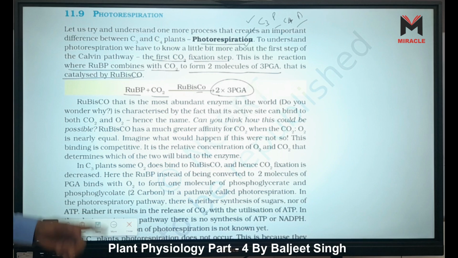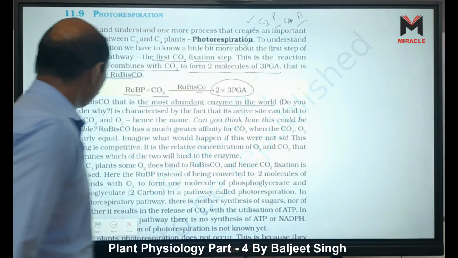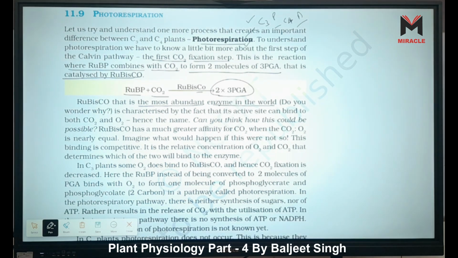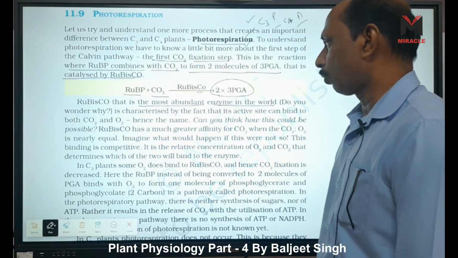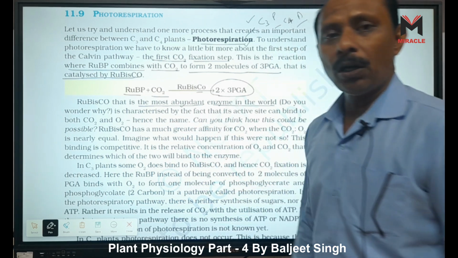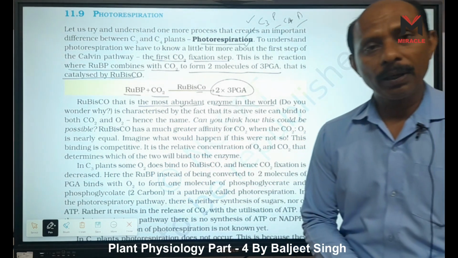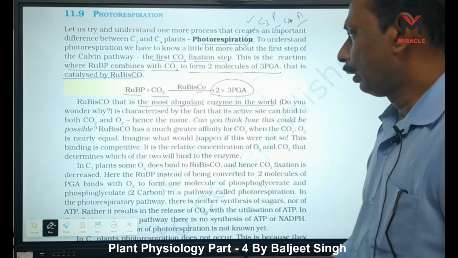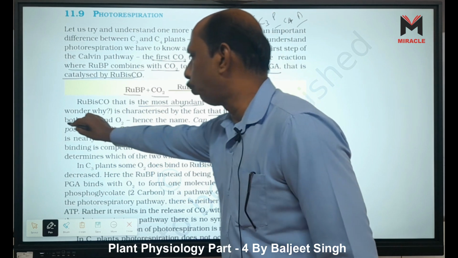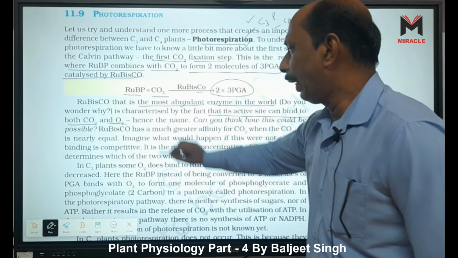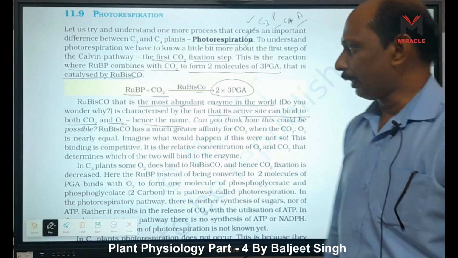Rubisco is the most abundant enzyme in the world. Do you know why? Because it is present in all the plants. Similarly, cellulose is the most abundant homopolysaccharide in the world, because all plant cells are made up of cellulose. Rubisco is characterized by the fact that its active site can bind to both CO2 and O2. Hence the name carboxylase and oxygenase.